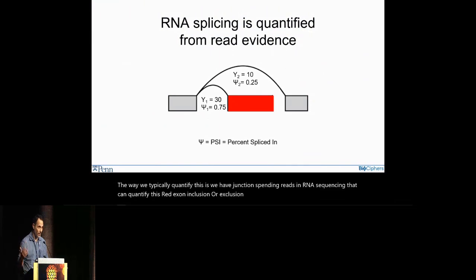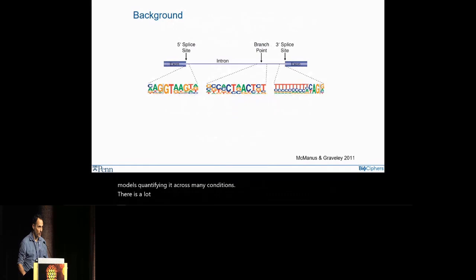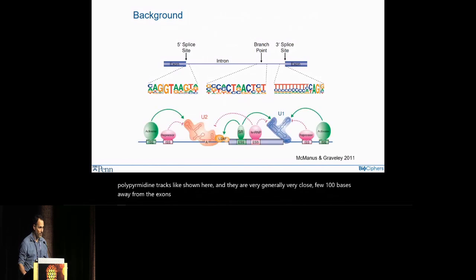And if you think of the entire transcriptome, that's going to be our input data for our deep learning or machine learning models, quantifying it across many conditions. There's a lot of splicing regulation going on to regulate those events. There are core splicing machineries with splice sites, branch point, polypyrimidine tracts, like shown here, and they're generally very close, a few hundred bases away from the exons or in the proximal introns, and various RNA binding proteins again bind in this proximal region, so relatively close.